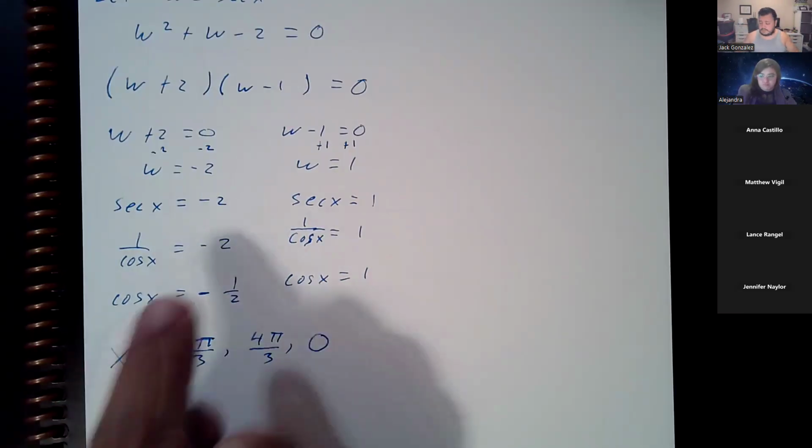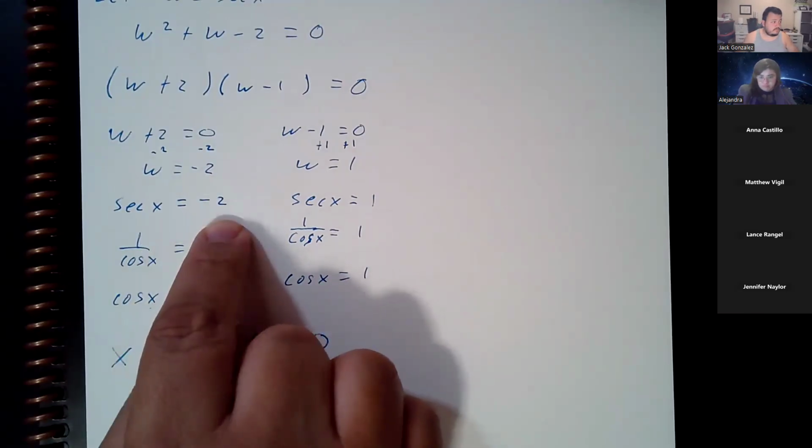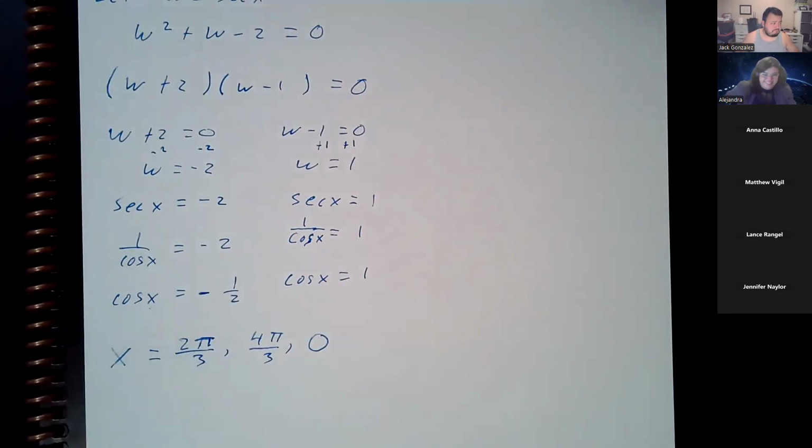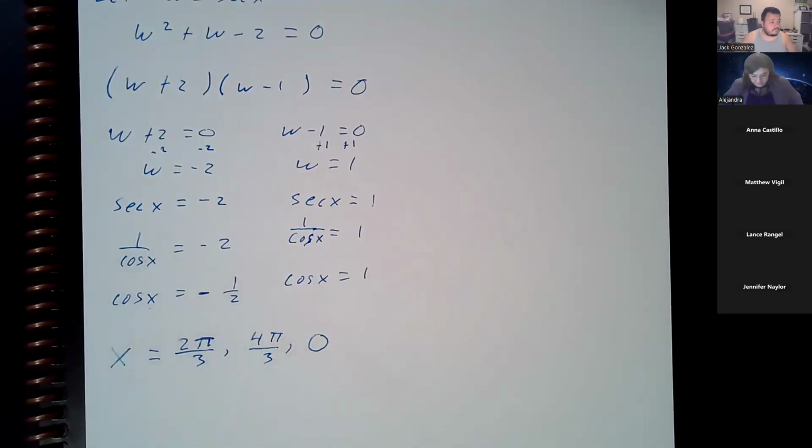Like I was saying earlier, I don't have this memorized. Like, when is secant equal to -2? I don't know. I know where cosine's at, so that's what I recommend.